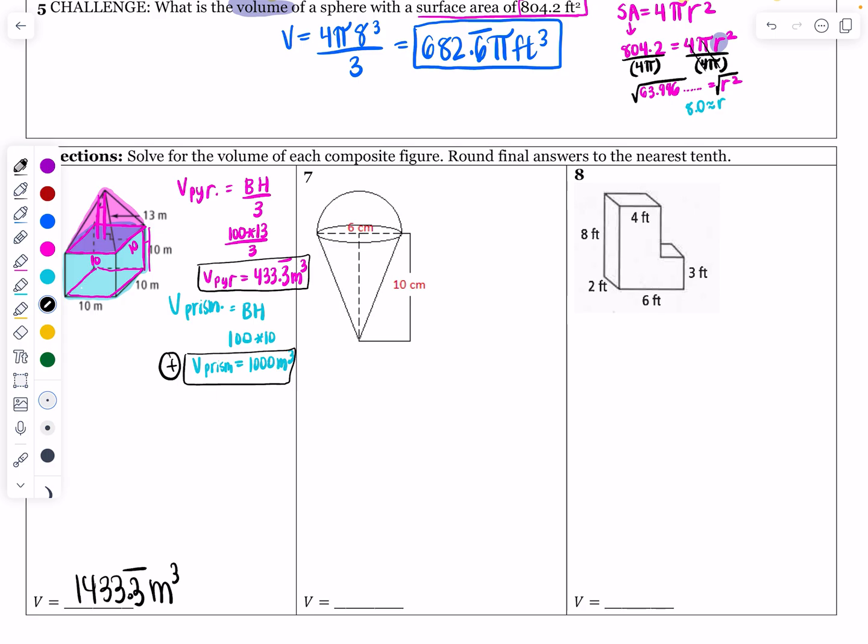So composite means that you have put things together. So it's kind of like a composer puts music together. A composite figure is multiple figures put together.